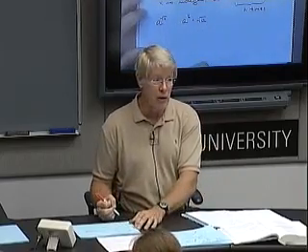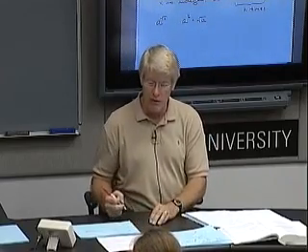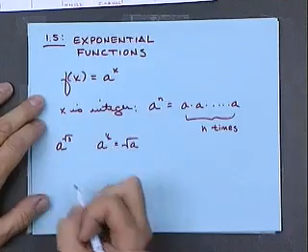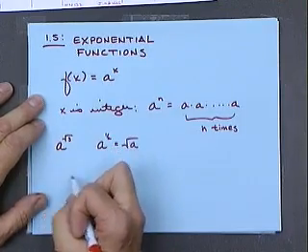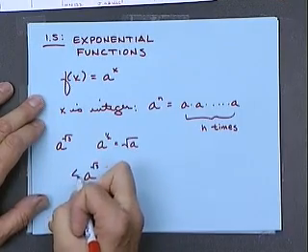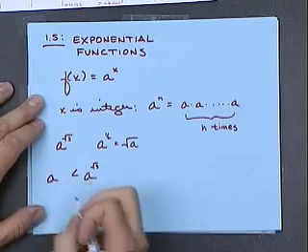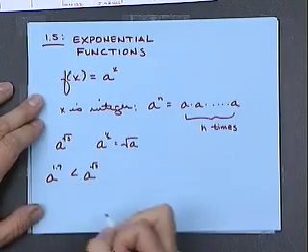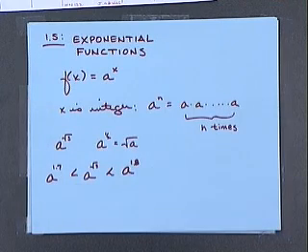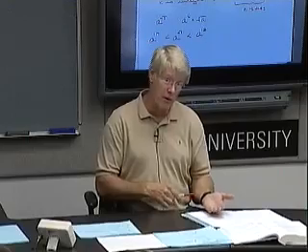A to the square root of 3 gets kind of tough to figure out, depending on what a is, of course. But we do know that a to the square root of 3 is somewhere between a to the 1.7 and a to the 1.8. Okay? It's in there somewhere. A little more difficult to deal with, because the square root of 3 is 1.732, which is somewhere between 1.7 and 1.8.